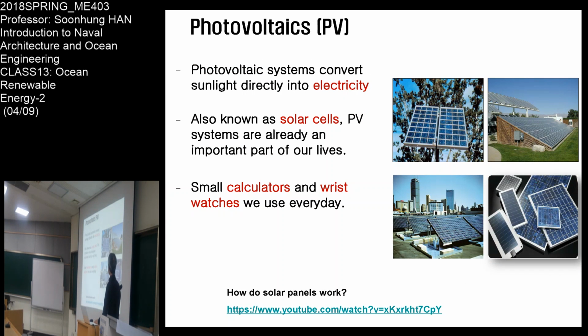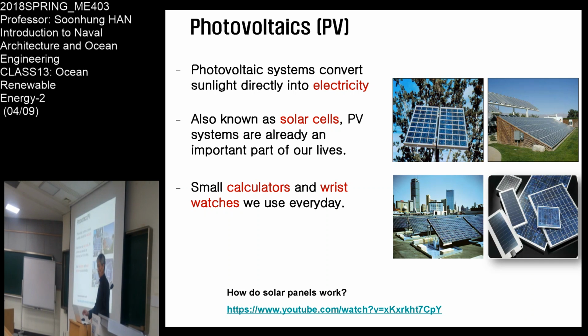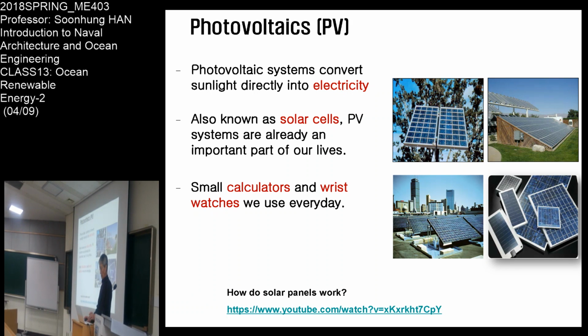And now we return to PV. Photovoltaic systems convert sunlight directly into electricity, usually known as solar cells. And small calculators and wristwatches still use solar cells to get some small-scale voltage and current, electricity.